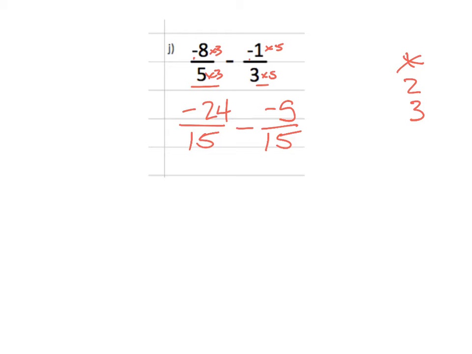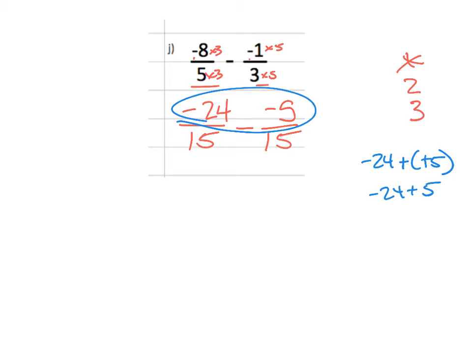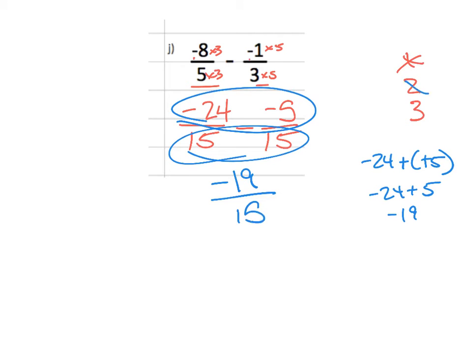Step 2, we're going to subtract the numerators. So we have negative 24 minus a negative 5. Double dash, change the one to make it addition, to make it the opposite. So we have negative 24 plus 5, which gives us a negative 19, and the denominators stay the same. Done with step 2.